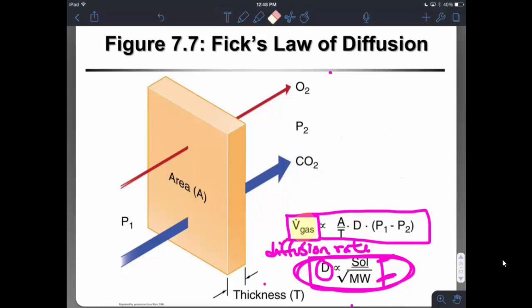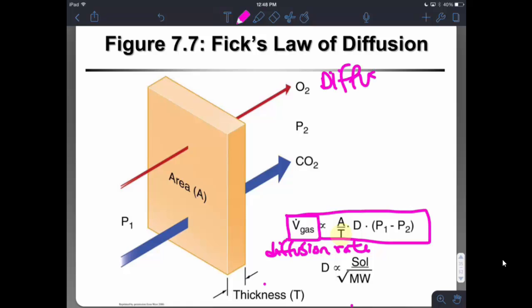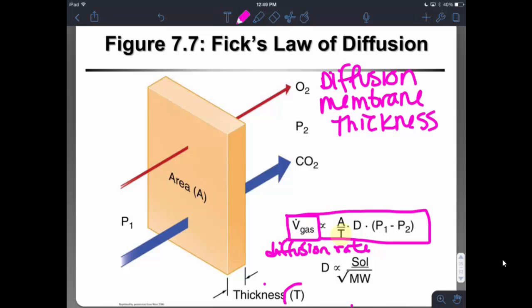All right, what do we got next? Next we have T. Okay, and T stands for diffusion membrane thickness. Okay, T, the thickness of the diffusion membrane.